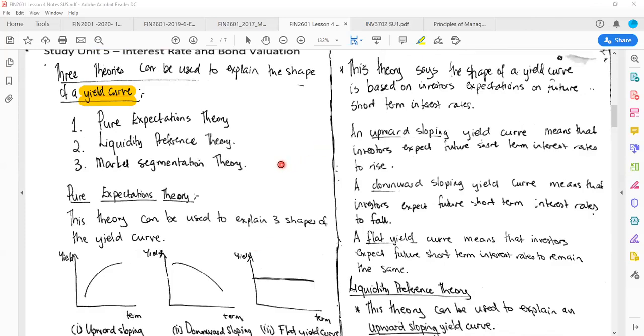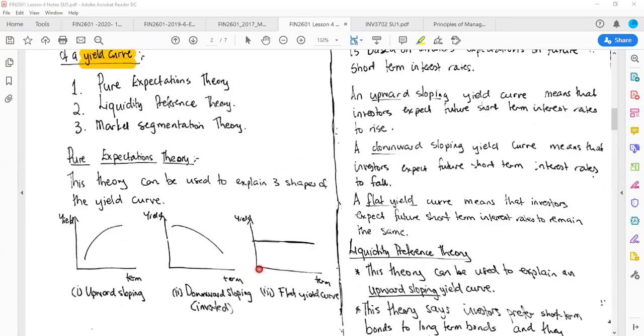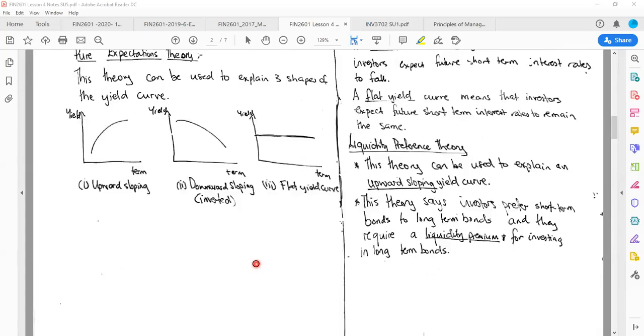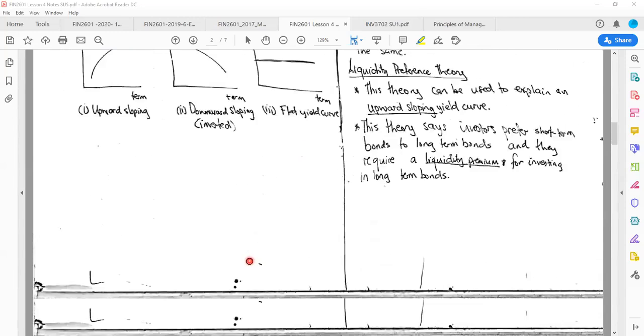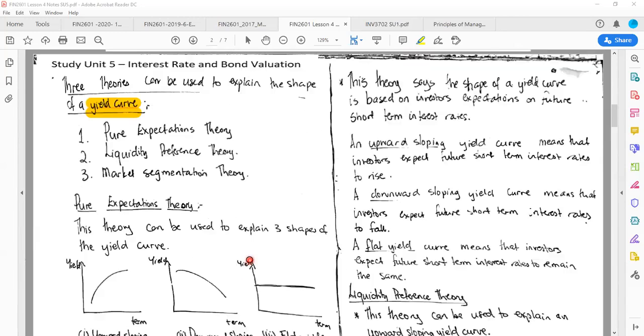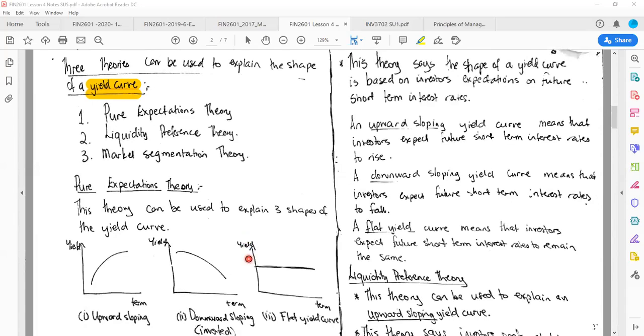So there are three important theories we can use to explain the shape of a yield curve. If you see a certain shape in a yield curve, there are three theories we can use to explain it. I'm going to take you through these theories before we look at bond valuation involved in our financial calculator.